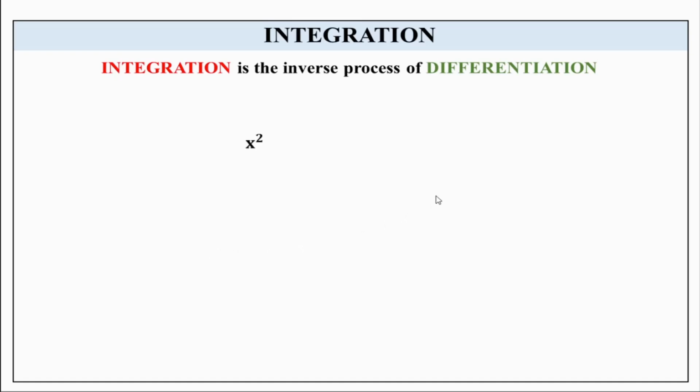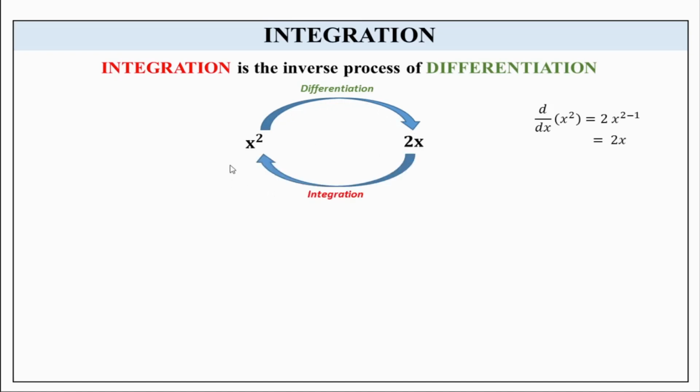Let me consider one simple function, x square, and I'll differentiate it. As we all know, differentiation of x to the power of n is n into x to the power of n minus 1. So differentiation of x square will be 2 into x to the power of 2 minus 1, which is 2x. So differentiation of x square is 2x, and as I said, in the inverse process, we say integration of 2x is x square.